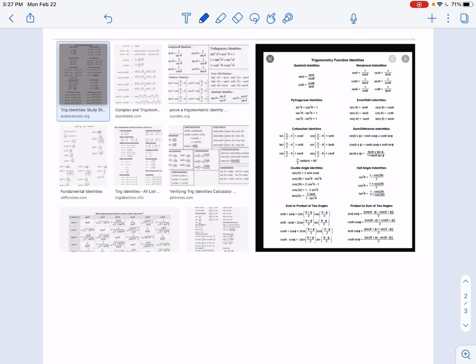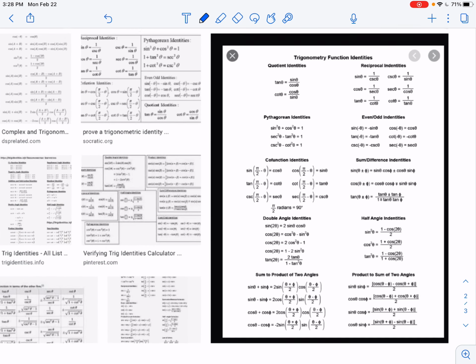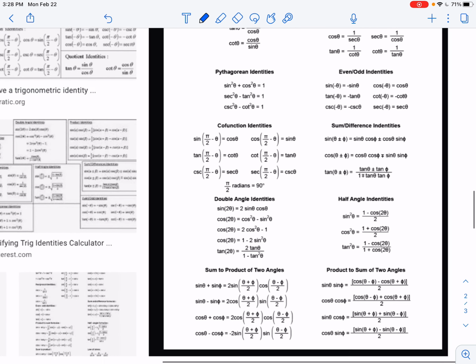So I just Googled trig identities and had all these different cheat sheets or formula charts that showed up. And so I want to talk through one of them, and you'll see how this ties into the sum and difference identities in just a second.